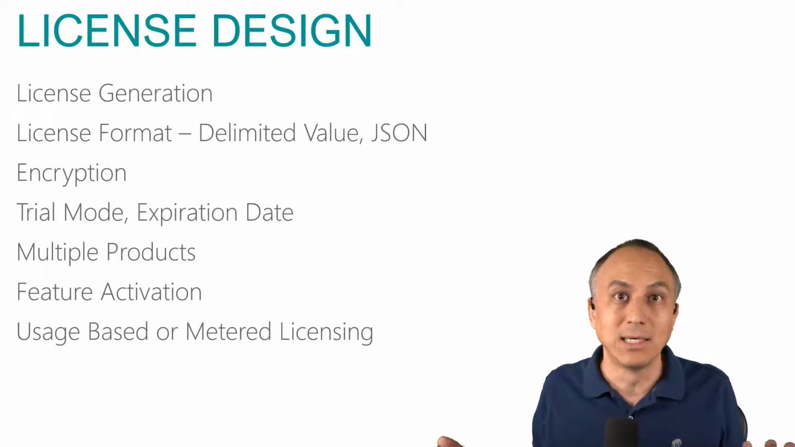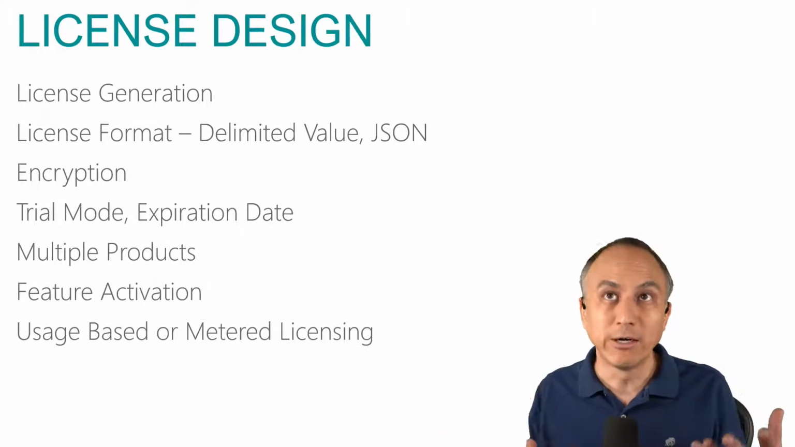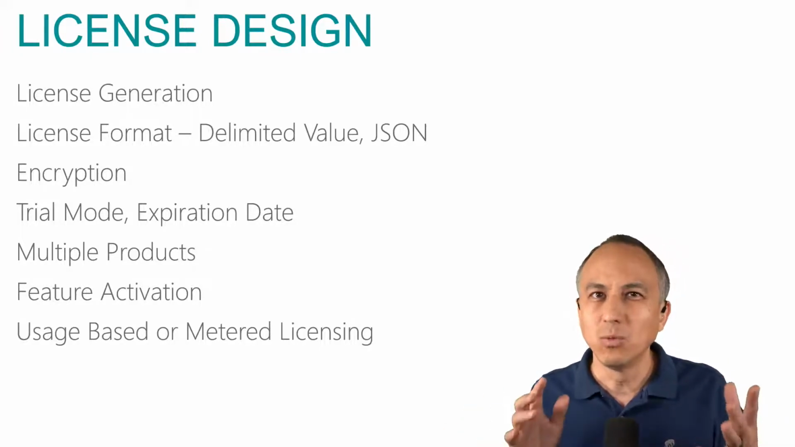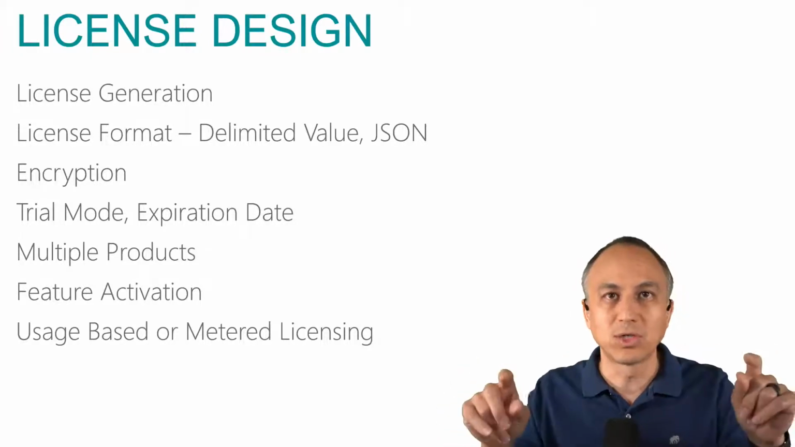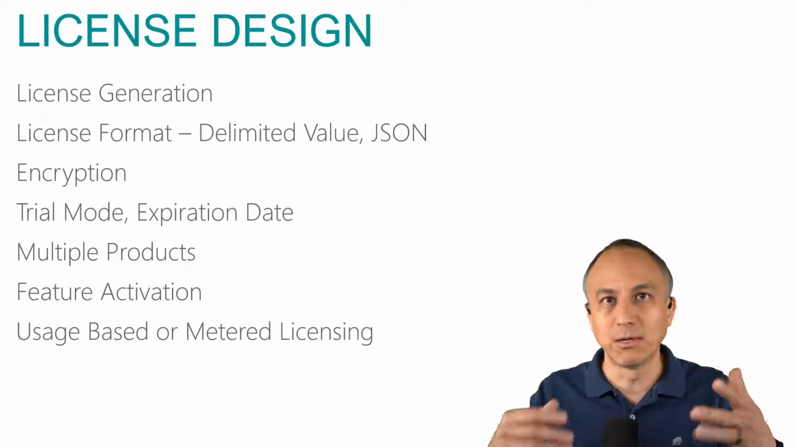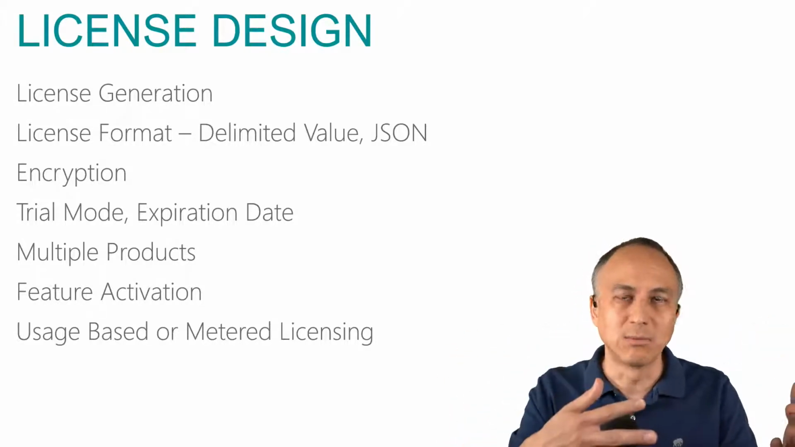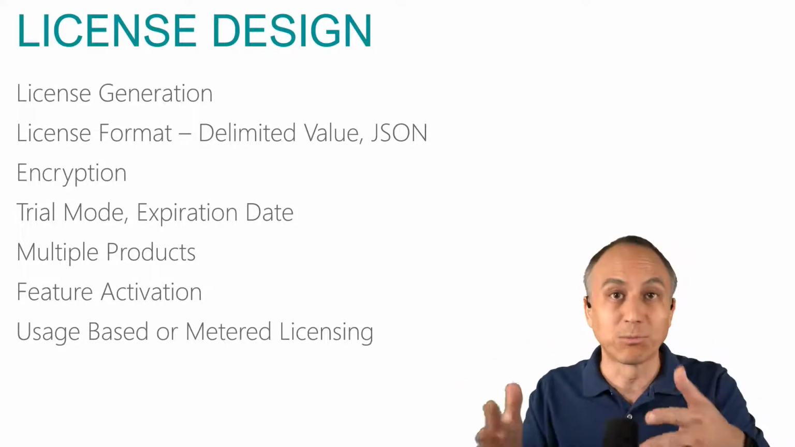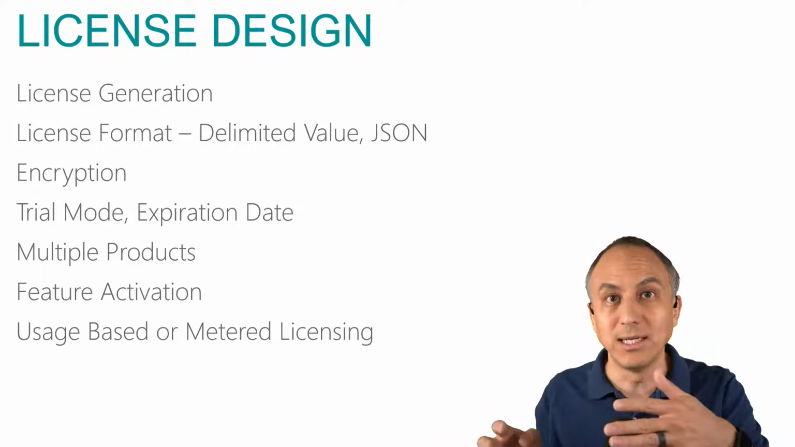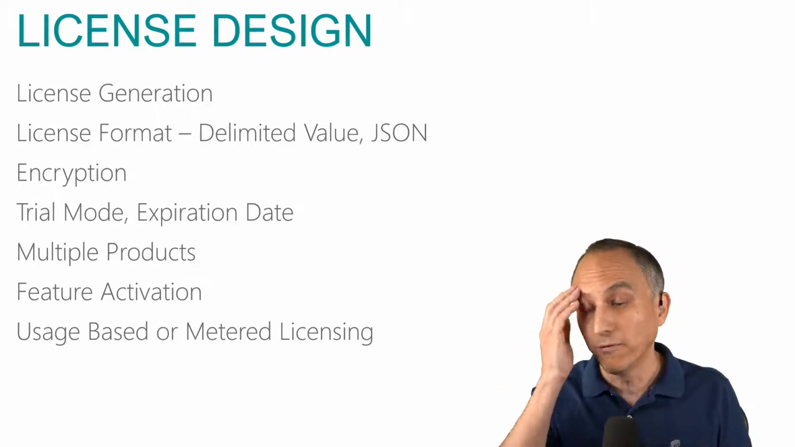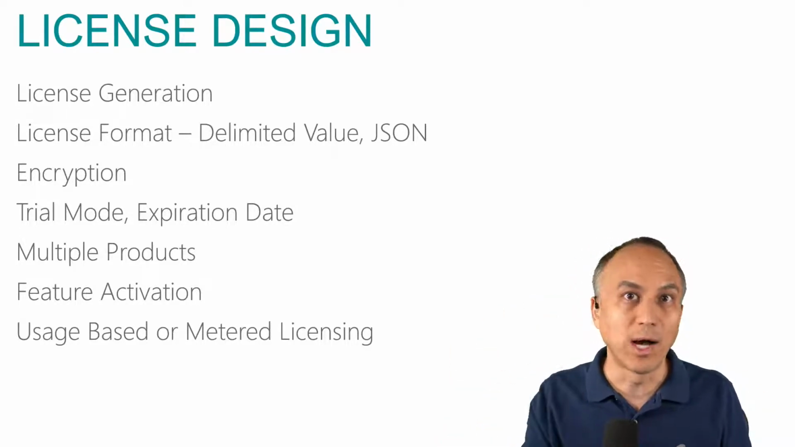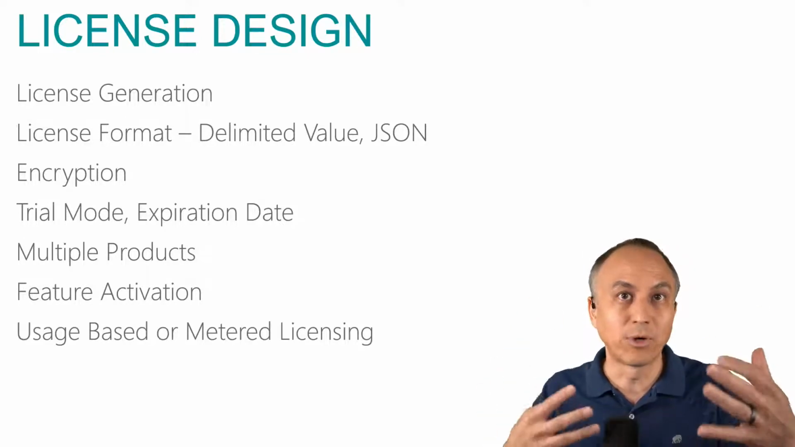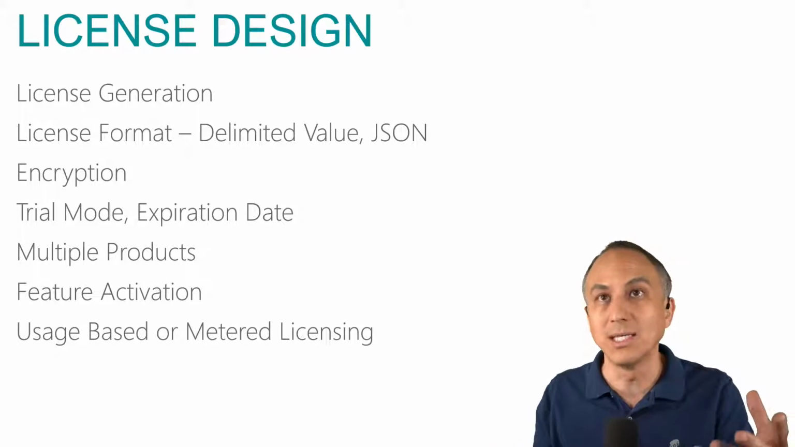Well, we had to design a license. We're generating a license, so we had to come up with a license format. We initially worked with a delimited value, so just a string delimited with a set of parameters that would represent, say, who the customer is, their tenant ID, which product they're using, what the expiration date is. But then we realized, well, what if we want features? What if we want a trial mode, true or false, other parameters in the license to help that product understand the state of the customer's license?